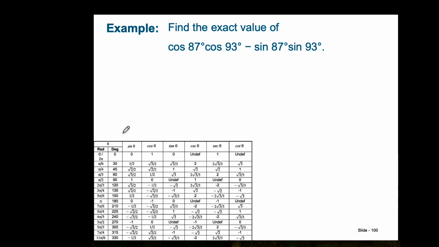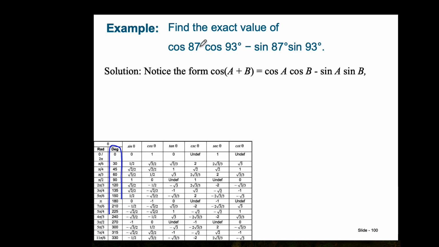So we might think, well, let's go to the table. What do we have in our list here of degrees? And we won't find 87 or 93 there. But hopefully we recognize that we have an identity here, and it's of the form cosine of 87 plus 93 being equal to, see, match it up like this.